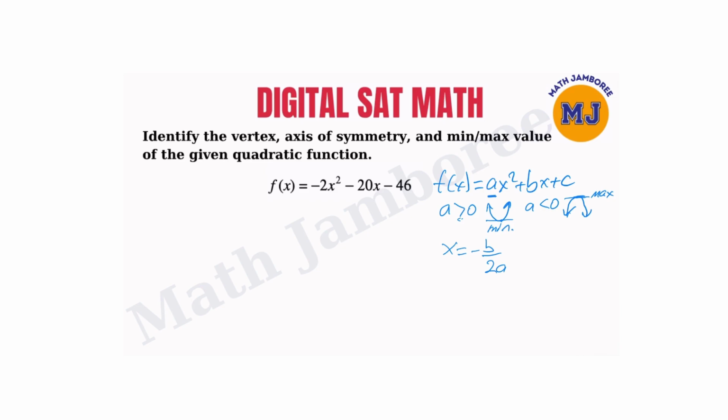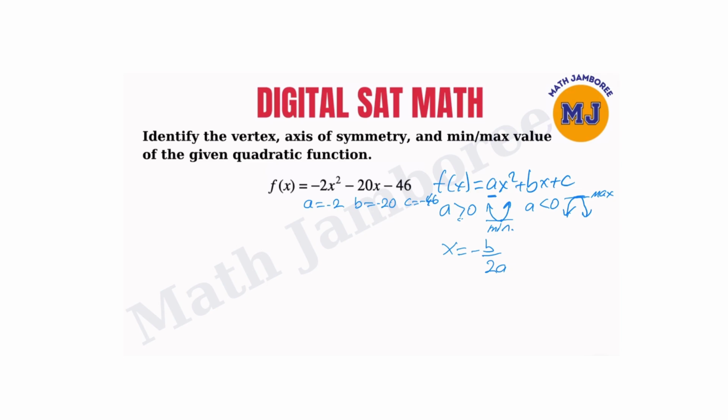With this introduction, let's read the question and then we'll solve it together. Identify the vertex, axis of symmetry, and minimum and maximum value of the given quadratic function. f of x is given as negative 2x squared minus 20x minus 46. First of all, let's determine the values. a is the number in front of the x squared, which is negative 2. b is the number in front of the x, which is negative 20, and c is the constant, negative 46.